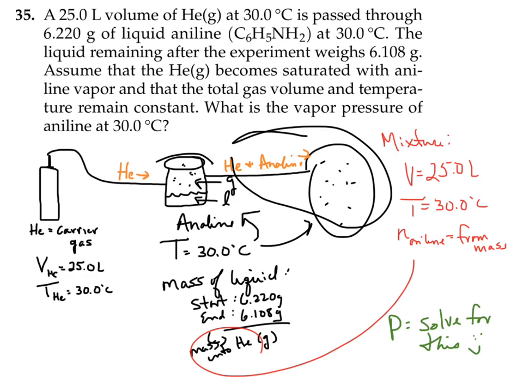They tell you that the mass of the liquid aniline starts at 6.220 and ends at 6.108. You can get the mass of the aniline that got carried away as a gas. Then over here you do have a mixture, but both the helium and the aniline share that volume. They both share that temperature. You can get the number of moles of aniline from the mass that went away, and you can solve for pressure.